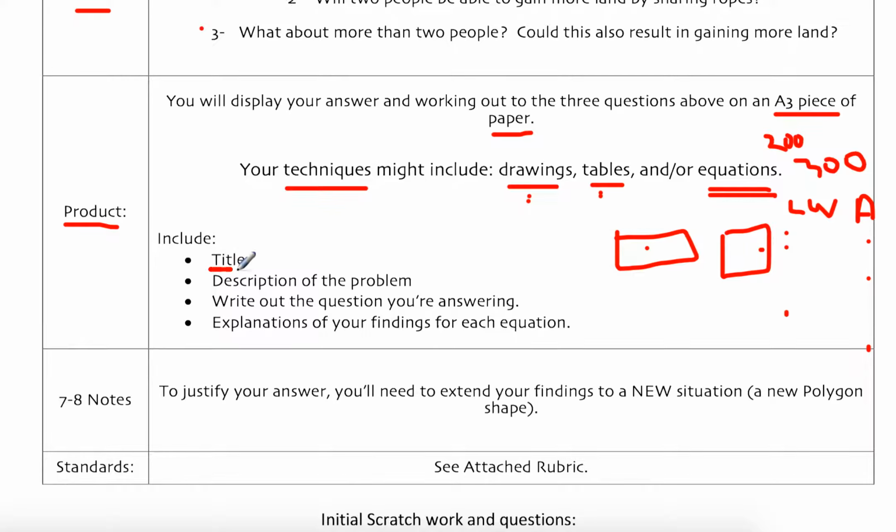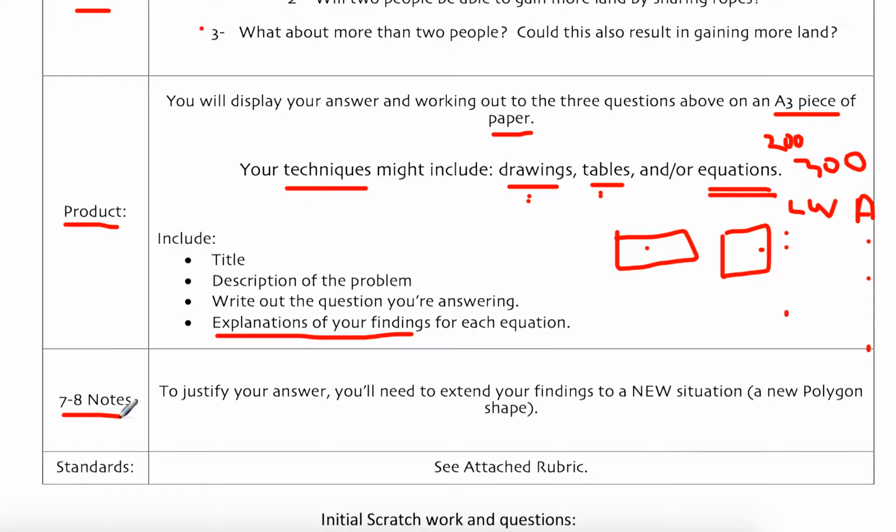Make sure you have a title. Make sure you describe the situation. You write it out. Write out the questions that you're answering. Okay, don't just start by saying, yes, it is better to work together. Describe the situation, and then explain your findings for each of the 3 questions.